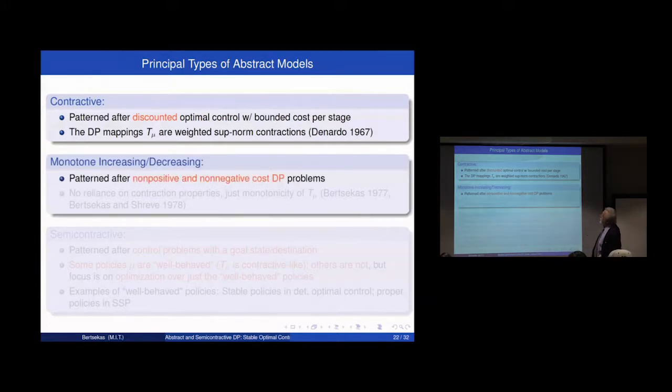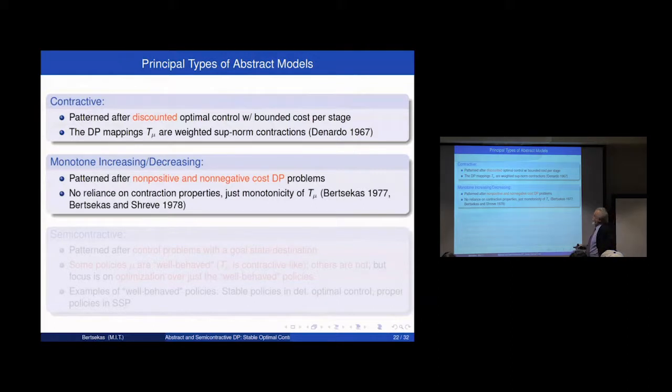Another class of important models are the monotone increasing and monotone decreasing models, where J bar has the property that T J goes up from J. T sub mu J bar is greater than J bar. So value iteration is sort of increasing or decreasing. This corresponds to non-positive and non-negative cost per stage dynamic programming. Here we don't make any contraction assumptions, just monotonicity of T mu. And the analysis of those is quite old, it goes to the 70s.